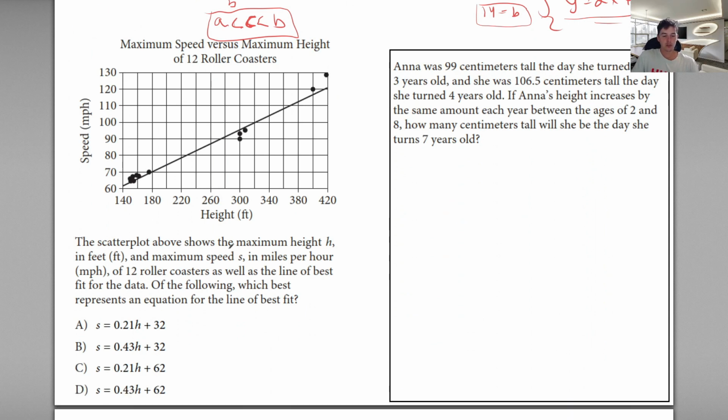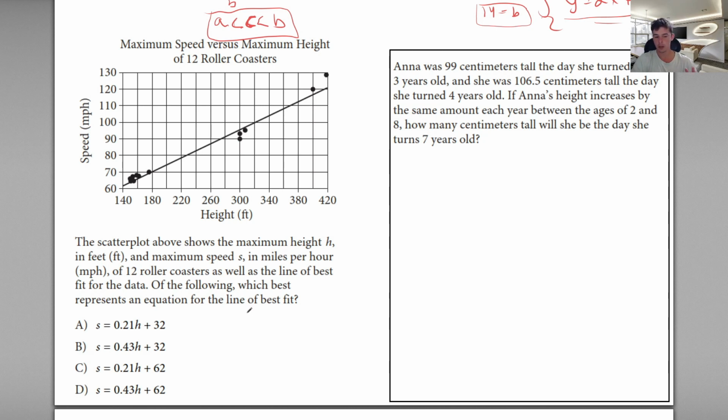Okay, this scatterplot above shows the maximum height h in feet and the maximum speed s in miles per hour of 12 roller coasters, as well as the line of best fit for the data. Okay, I would have known that if I just read the title of the graph, maximum speed versus maximum height of 12 roller coasters, and the axes, the speed and the height. Which of the following represents an equation for the line of best fit?